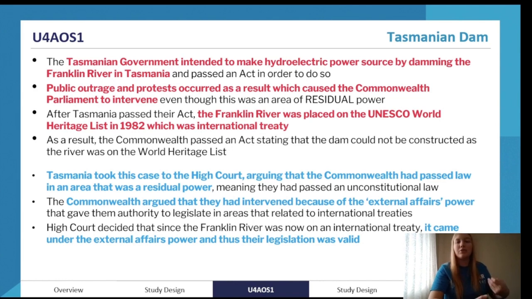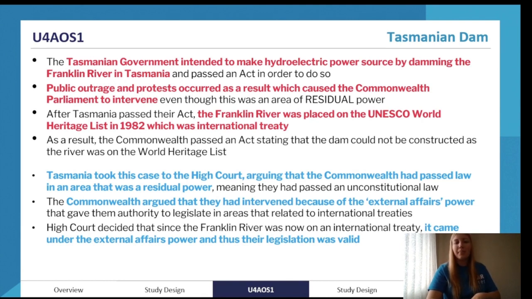So this is now falling on Australia, where they're saying this is supposed to be a protected body of water, but the state is exerting residual power to dam the Franklin River, therefore impacting our ability to uphold the international treaty that we have signed to protect items that fall on the UNESCO World Heritage List. So the Commonwealth passed an act stating that the dam could not be constructed because the river was on the World Heritage List.